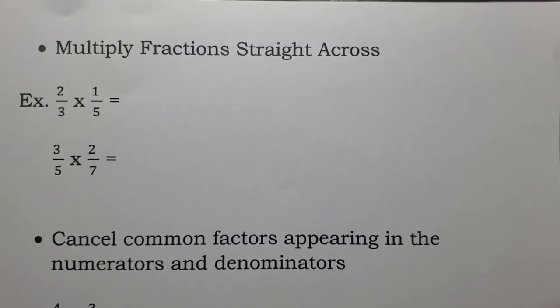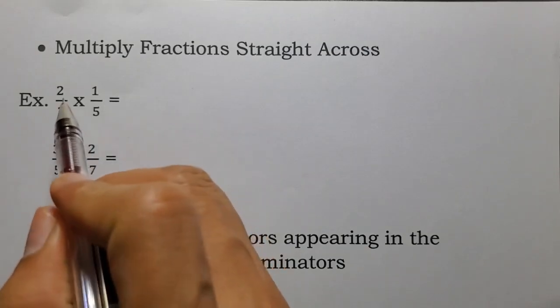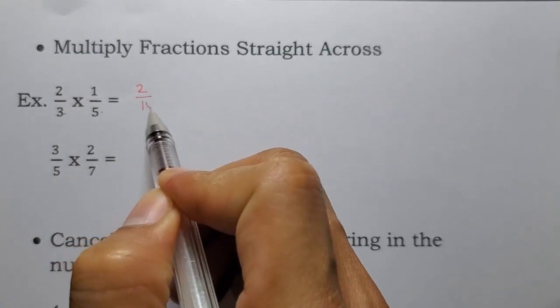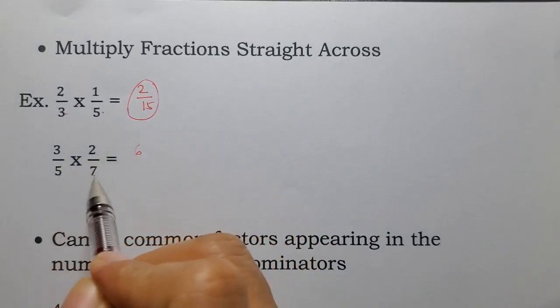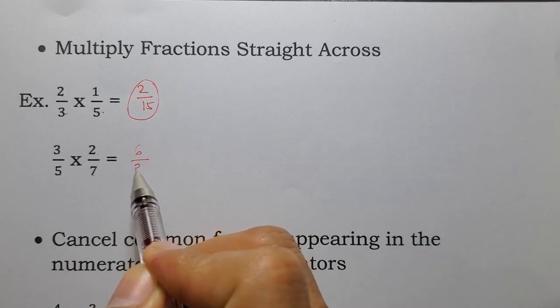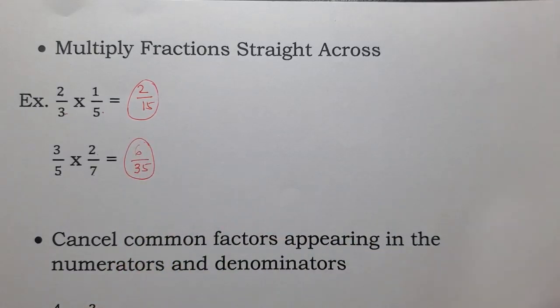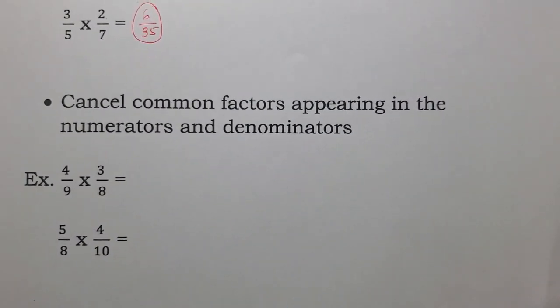Always remember that if a number is multiplied by its reciprocal, the answer is always equal to 1. Another is, when we are multiplying, we just multiply fractions straight across. What do you mean by that? Multiply numerator by numerator and denominator by denominator. So that's how we multiply. Always remember that one. And another one is cancel the common factor appearing in the numerator and denominator, as what I've told you a while ago.